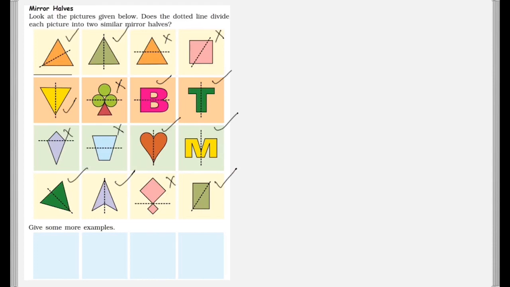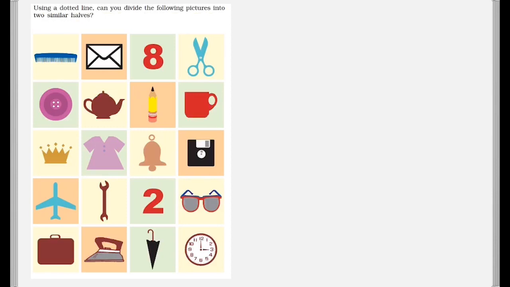Okay, now use a dotted line. Can you divide the following pictures into two similar halves? Okay, so I'll help you out. If you draw a dotted line at the center, over here also at the center, then in 8 the dotted line can be the sleeping line. The scissor also it can be like this, and button also you can draw it like this also, a sleeping line also. But it is not possible in this kettle.